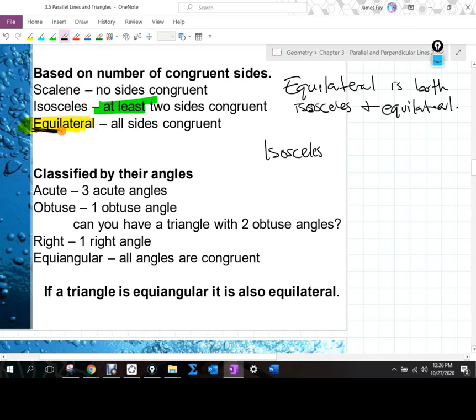What do you think that root word or prefix equa means? The same. I mean, it comes from equal. What's lateral mean?